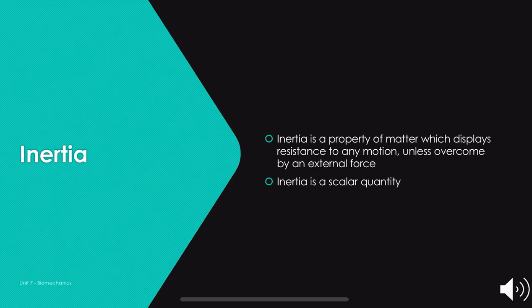Inertia. Inertia is a property of matter which displays resistance to any motion unless overcome by an external force. Essentially, it concentrates on an object or person's mass. It is harder to change someone's inertial value unless you change the mass of the object or person. Inertia is a scalar, as you only have a magnitude, which is mass, to explain the concept.